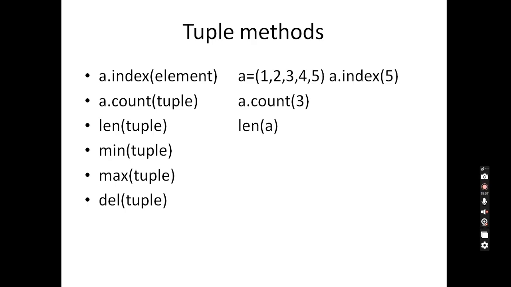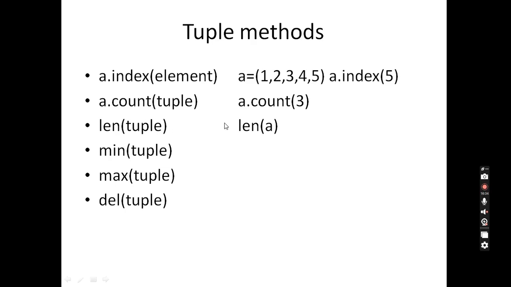It will return the index position of element 5. What is the index position? 0 1 2 3 4. So it will return the value 4. If I call a.count, I need to pass an element here, not a tuple. Say I pass the element 3. It will check how many times that element is available in the tuple. Here it is available only one time, so the value will be 1.